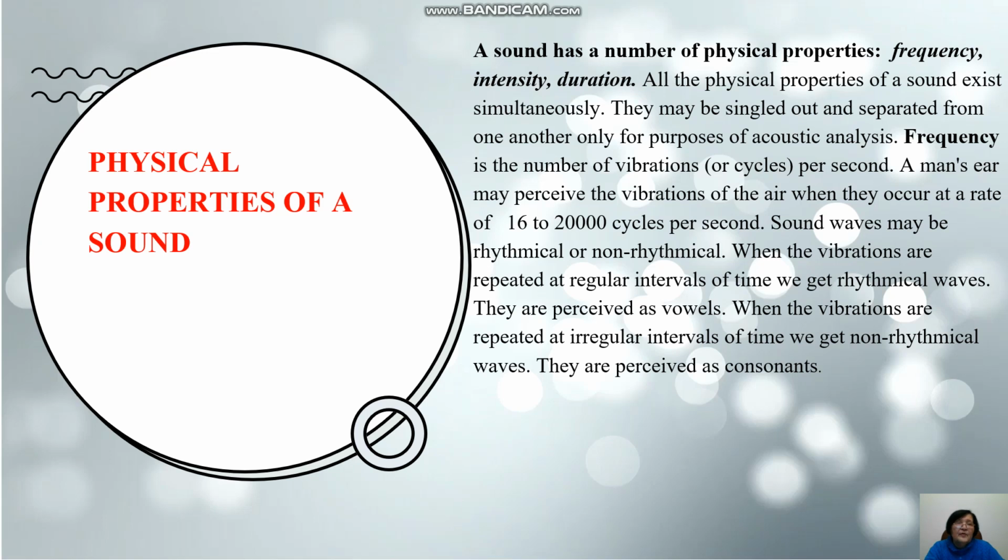When the vibrations are repeated at regular intervals of time, we get rhythmical waves. They are perceived as vowels. When the vibrations are repeated at irregular intervals of time, we get non-rhythmical waves. They are perceived as consonants.